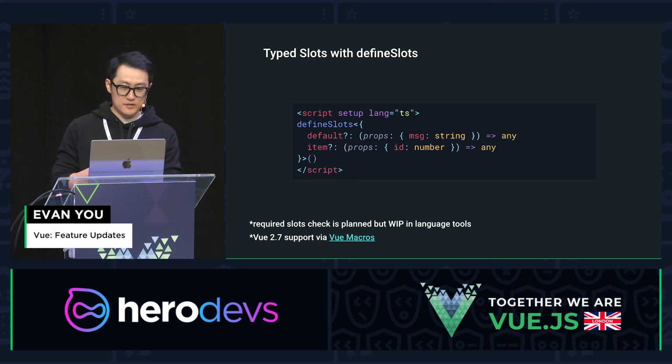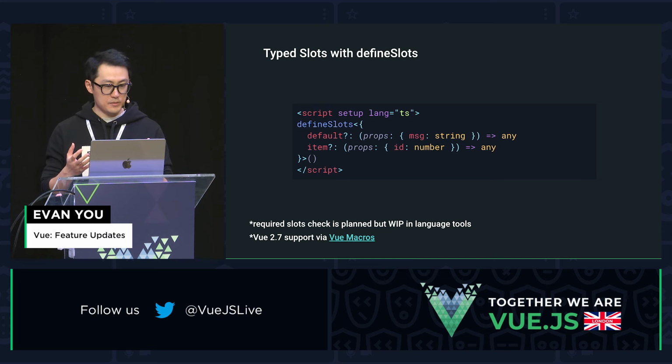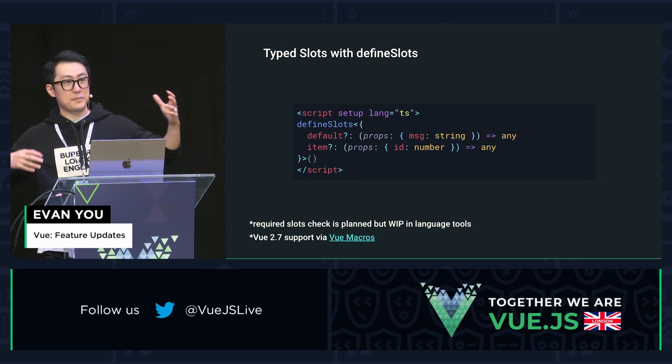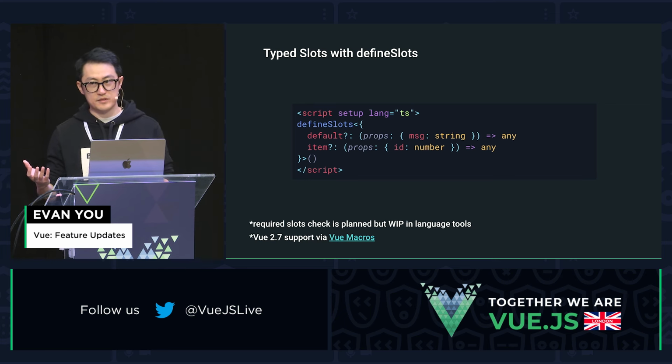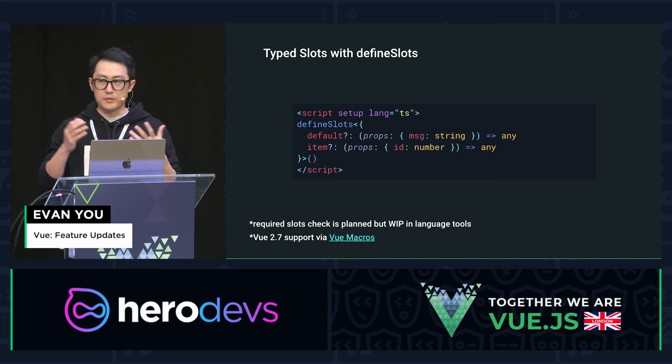Then there's typed slots with defineSlots, right? One thing that we've always had a bit of a problem with is that slots are not expressed as part of the component's props, and because everything happens in the templates, there's just no way for us to express them with types. But now we provide you with the ability to do that.